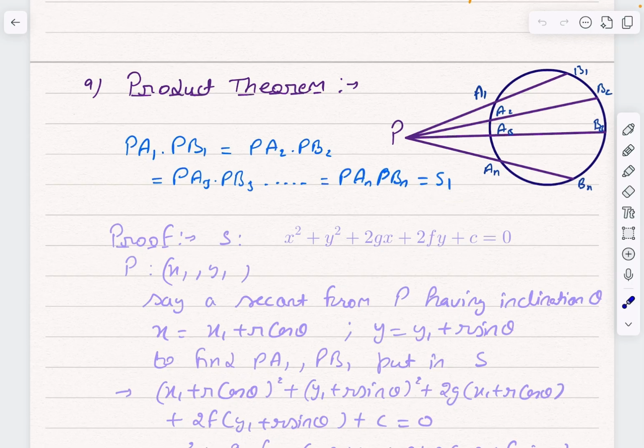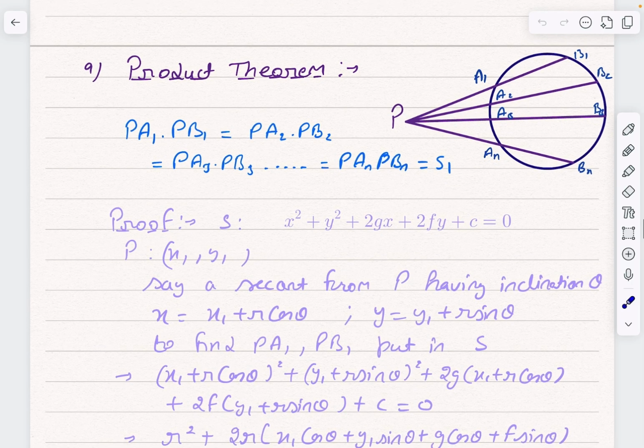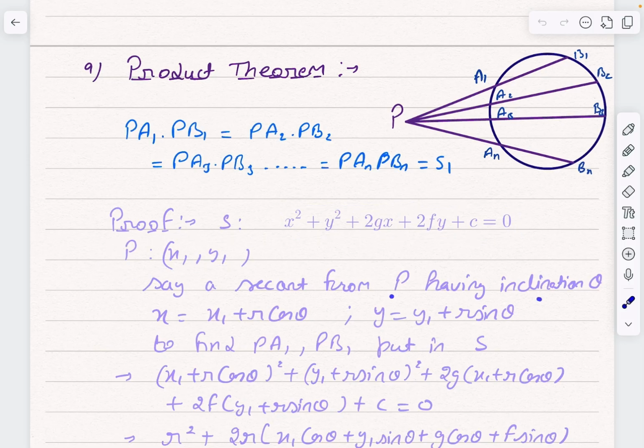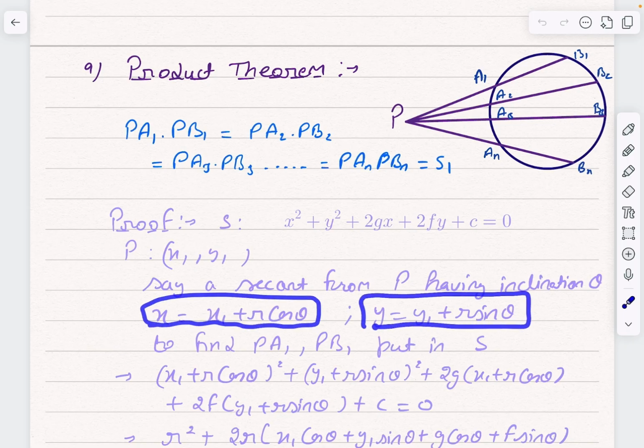This is a very important thing, guys. Let us try to prove this thing. Say the circle is x square plus y square plus 2gx plus 2fy plus c equal to 0. Point P is x1 comma y1. Say a secant from P having inclination theta will have parametric coordinates x equal to x1 plus r cos theta, y equal to y1 plus r sin theta, using the parametric form of line.